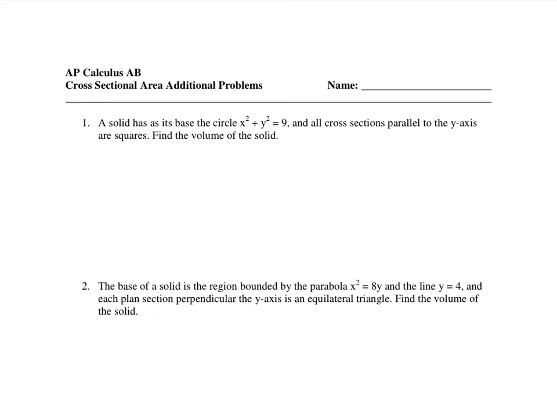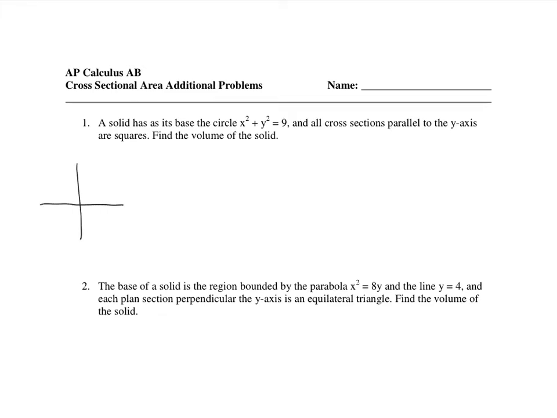In the first question it says, a solid has a base that is a circle, x squared plus y squared equals 9, and all cross-sections parallel to the y-axis are squares. Find the volume of this solid. Okay, so let's go ahead and draw out and graph what we have here.